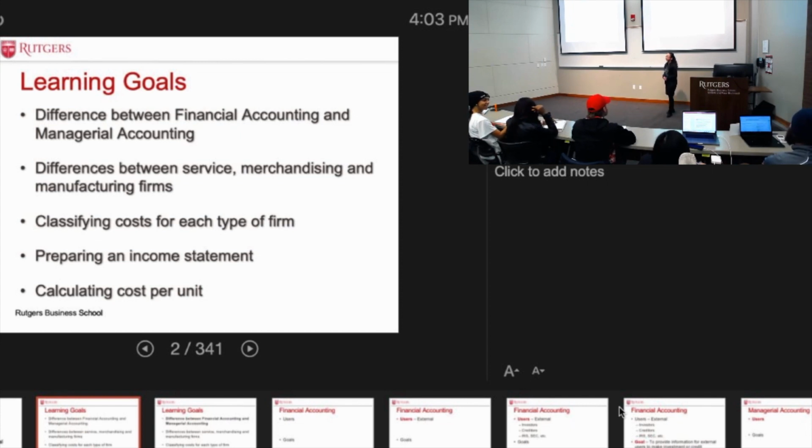Okay. So as we mentioned last time, there's one fundamental difference between financial accounting and managerial accounting, which is in terms of the users, right? So we say that financial accounting focuses on what types of users? Financial is external users, right?